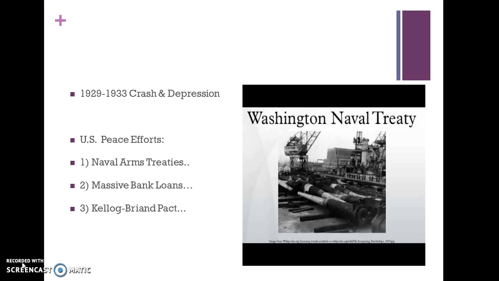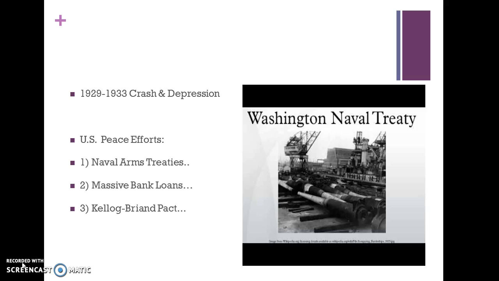The last thing you see up there is the Kellogg-Briand Pact. Kellogg was the United States Secretary of State. Briand was the French Foreign Minister. They arranged a pact, an agreement that is, that said all nations of the world, at least the developed nations of the world, would never go to war again. So really idealistic, big, ambitious plan to say that in the future, wars would be avoided and countries would find ways to settle their differences.